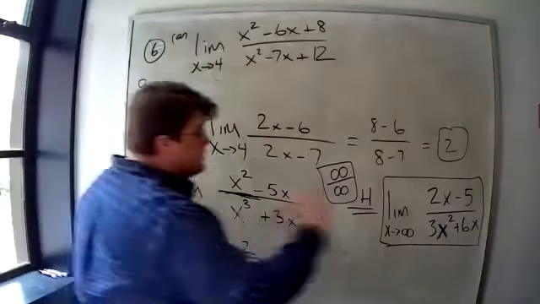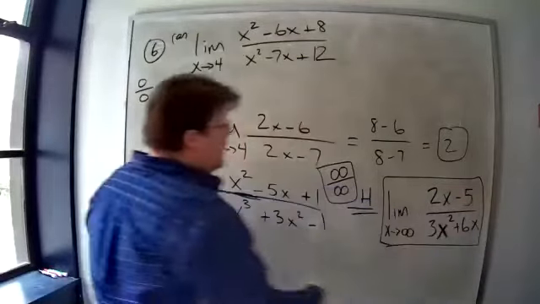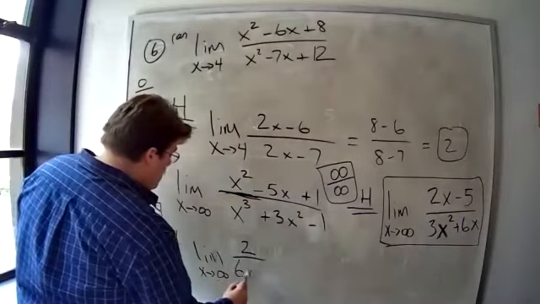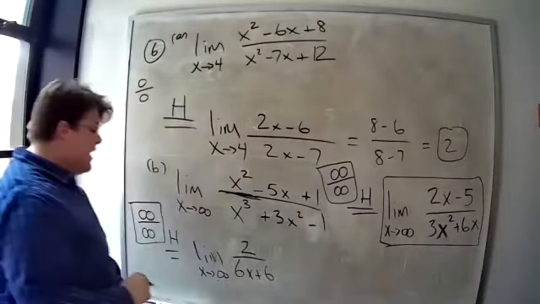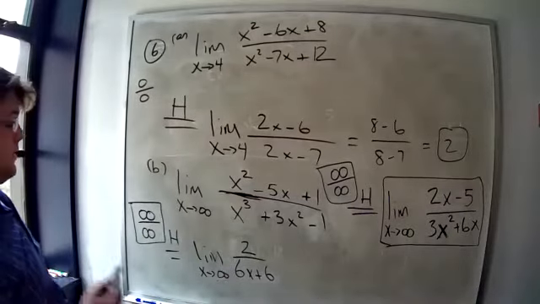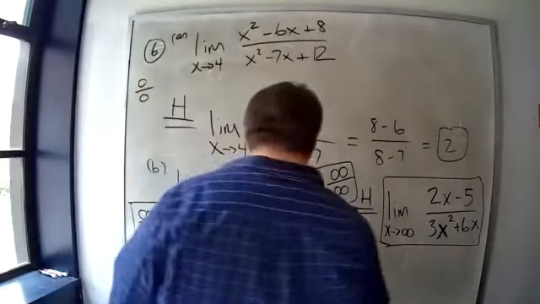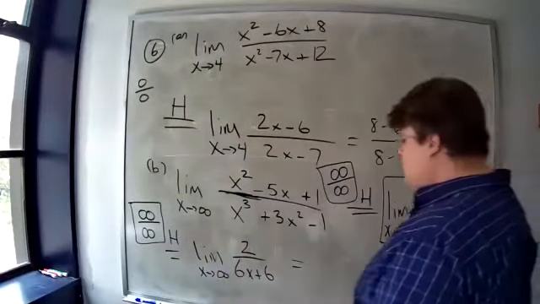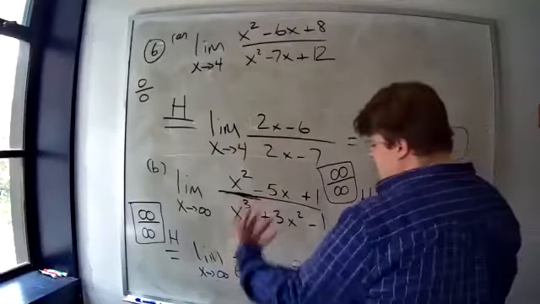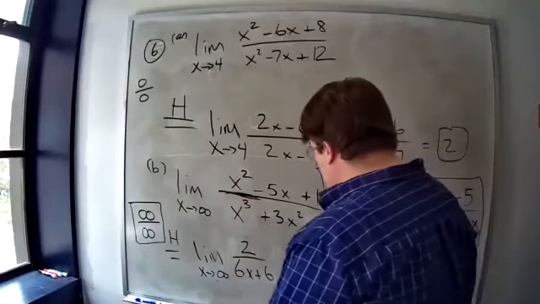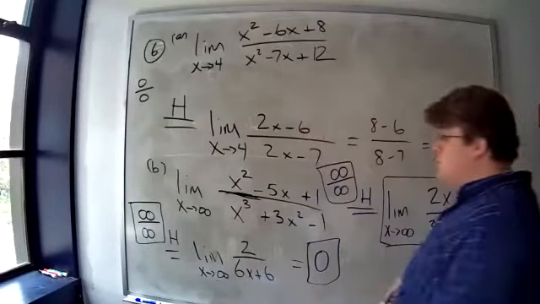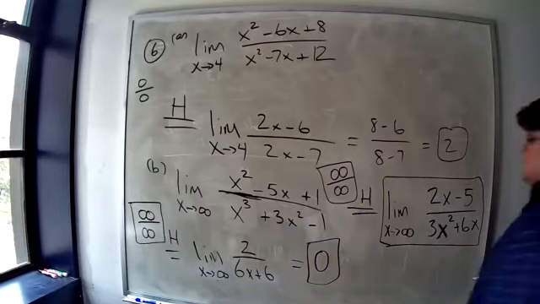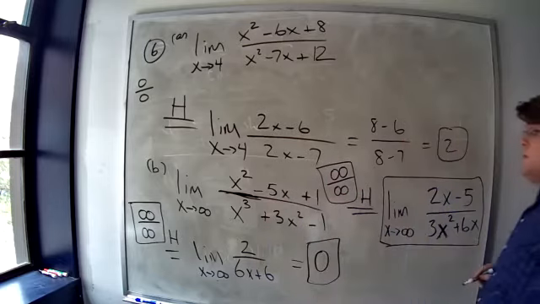So right here, we're applying L'Hopital's rule to this function. Derivative of the top is 2. Derivative of the bottom is 6x plus 6. And now, as x goes to infinity, the top is going to stay at 2. The bottom is going to go to infinity. 2 getting divided by larger and larger numbers gets smaller and smaller and goes to 0. So you can apply L'Hopital's rule multiple times to one function.